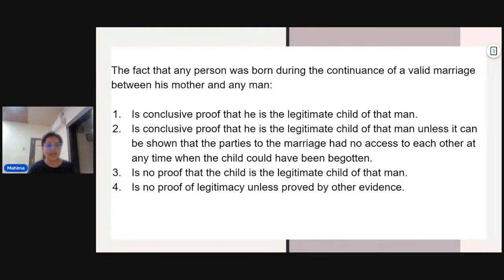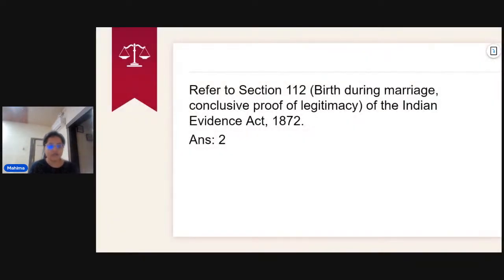Yes. The fact that any person was born during the continuance of a valid marriage between his mother and any man is conclusive proof that he is the legitimate child of that man, unless it can be shown that the parties to the marriage had no access to each other at any time when the child could have been begotten. Correct. It is directly taken from section 112.